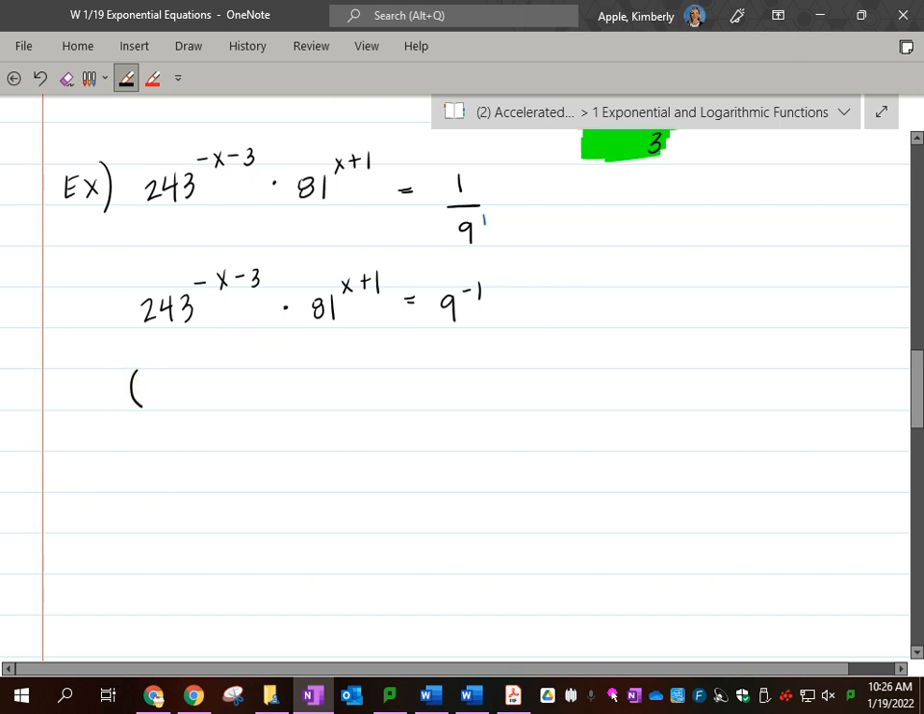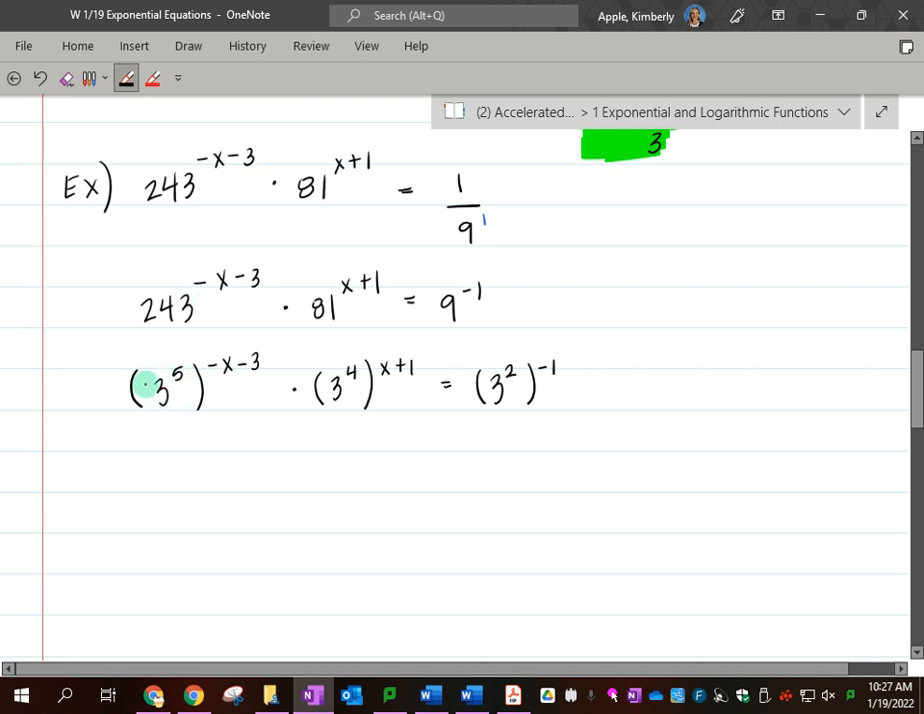That 243, I don't know, I'm going to have to do some checking. 3 to the 5th. So that's 3 to the 5th power, and negative x minus 3. I said a minute ago that 81 was 3 to the 4th. So that's x plus 1. And then we have 3 squared to the negative 1. So see how by this point, like all the little things I've taught you, we're kind of smashing them all together and using every bit of it.